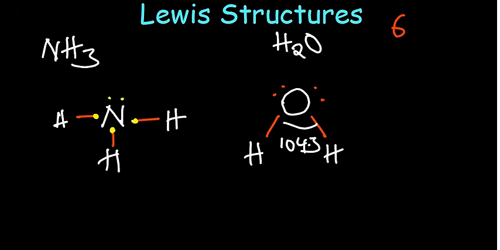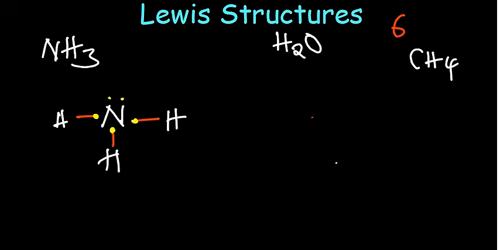And then for the sake of practice, you can try out CH4. CH4 is very simple and straightforward, so feel free to pause the video and try that one out. CH4 has carbon as the only non-hydrogen atom, so it will be the central atom. This carbon has 4 electrons in its outermost shell. It's coming from group 4.